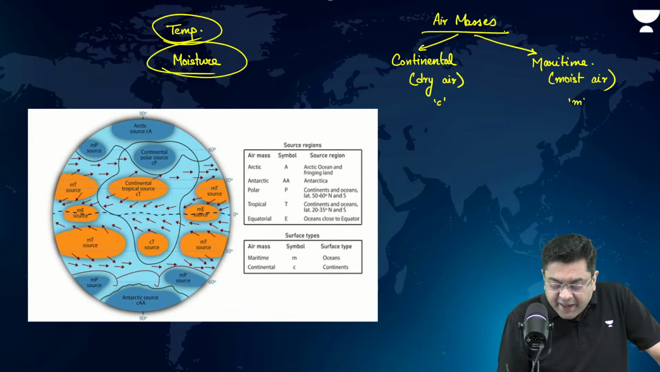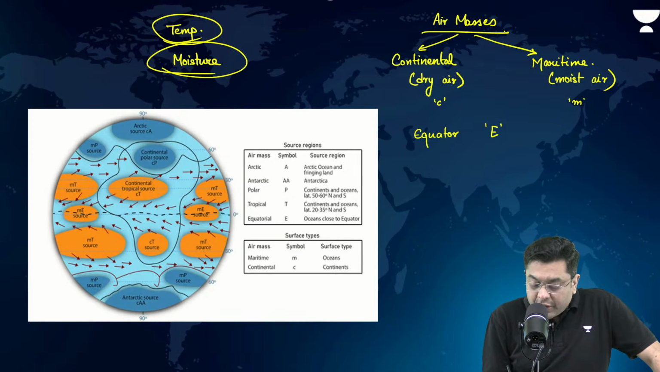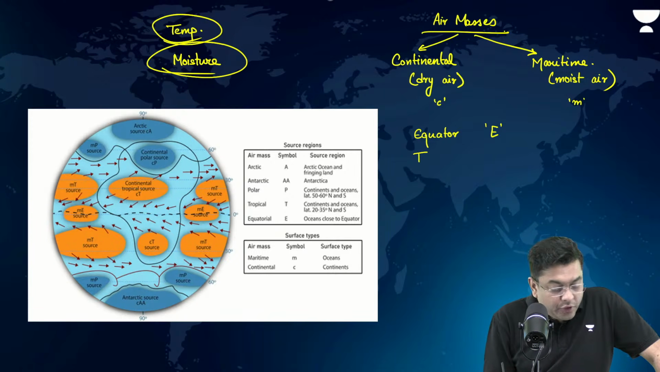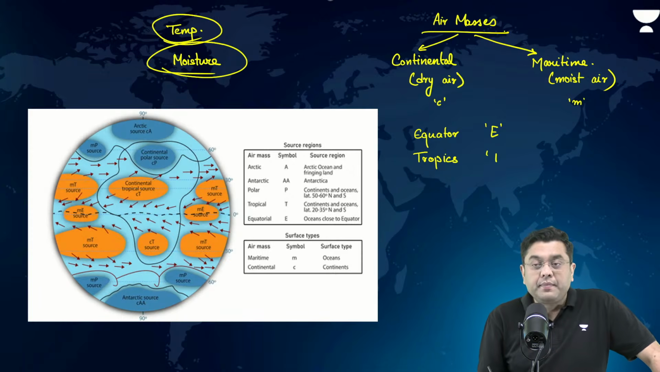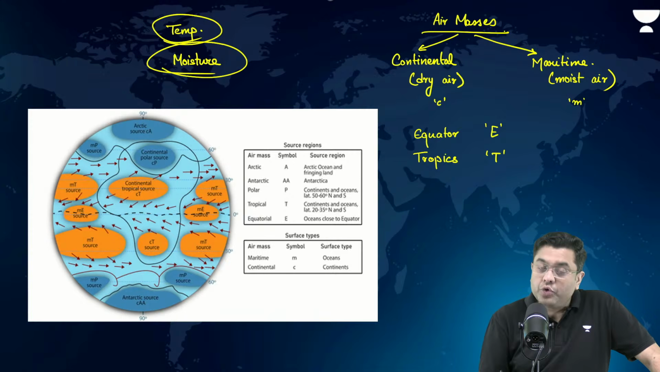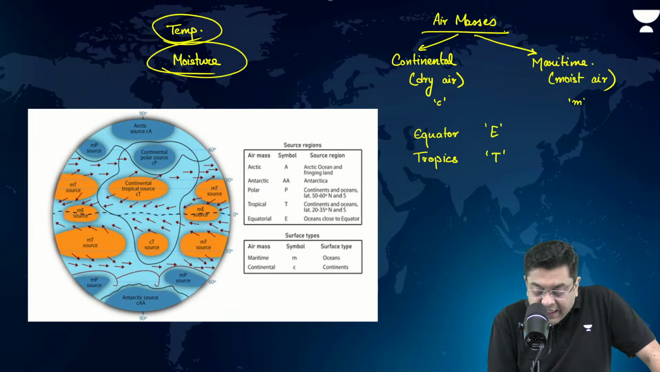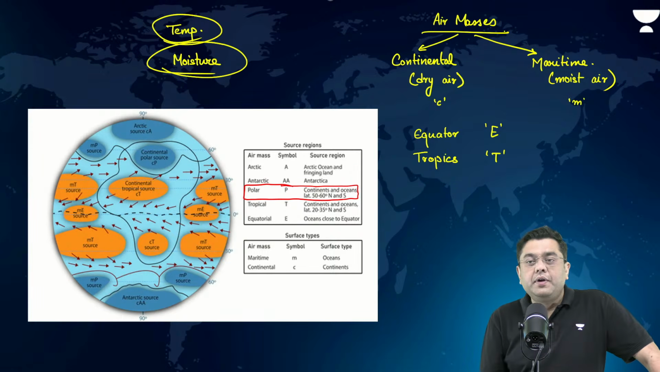So for an air mass at the region of equator, you add the suffix E. For the tropics, you add the suffix T. For the polar region, what is the polar region here referring to? Continents and oceans in the latitude 50° to 60° north and south. That is where you attach the suffix P.